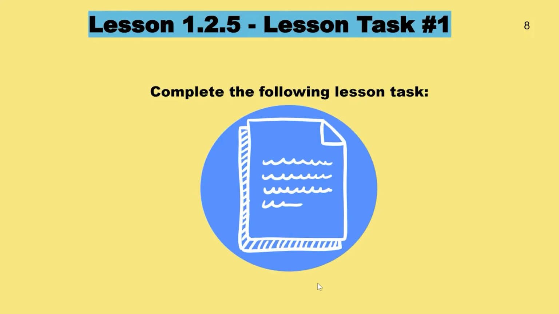Next, here, lesson 1.2 has a text. Complete the following lesson test. You can complete everything. There is a home task or lesson task.